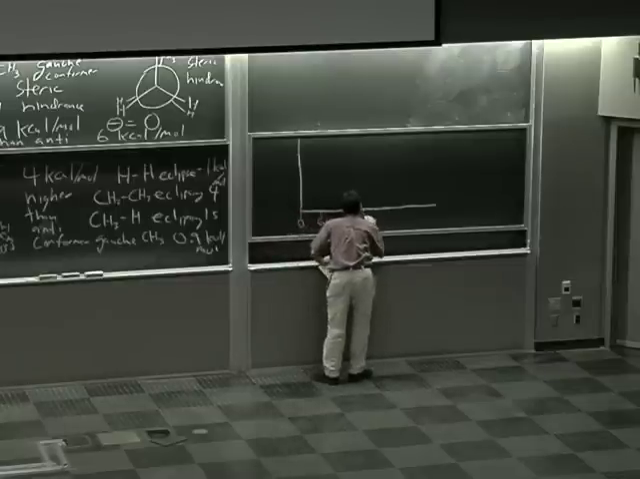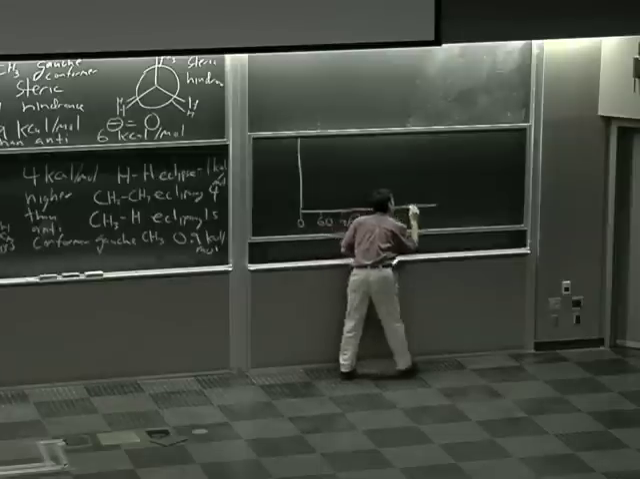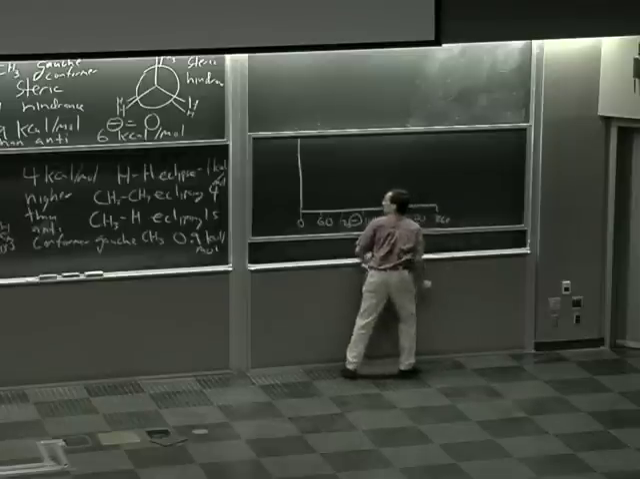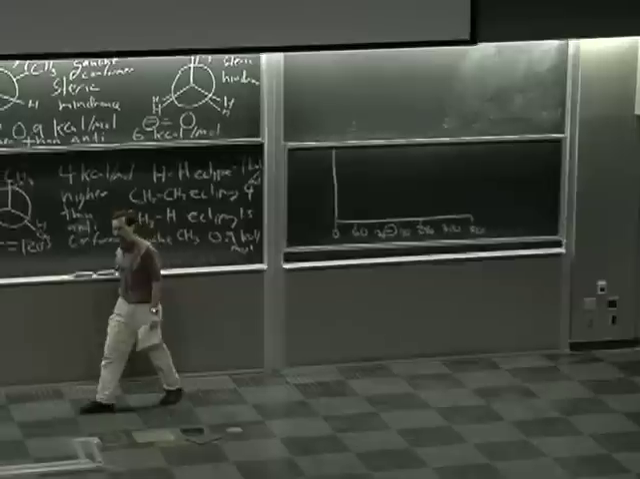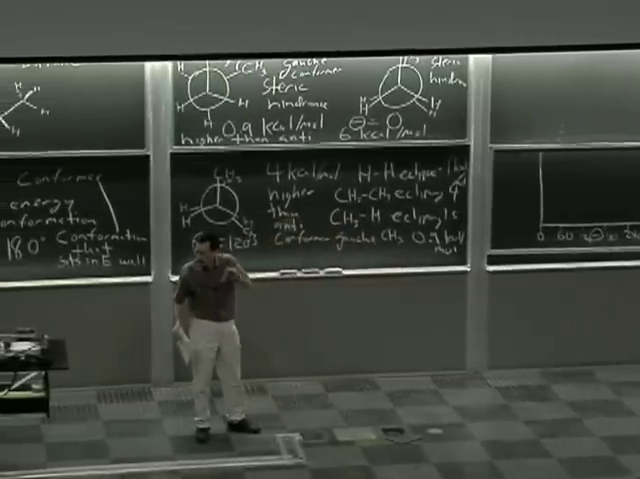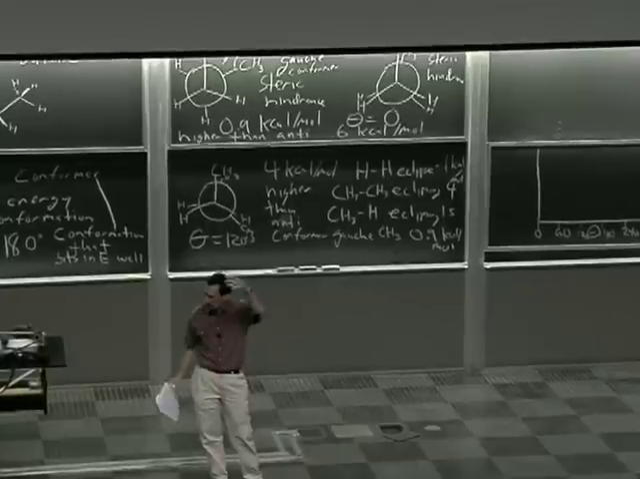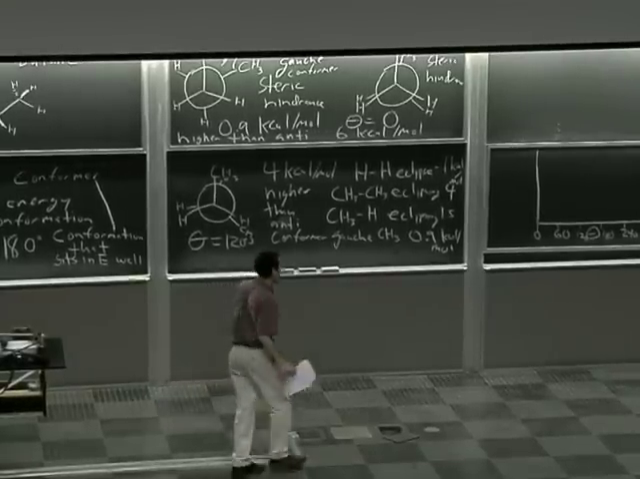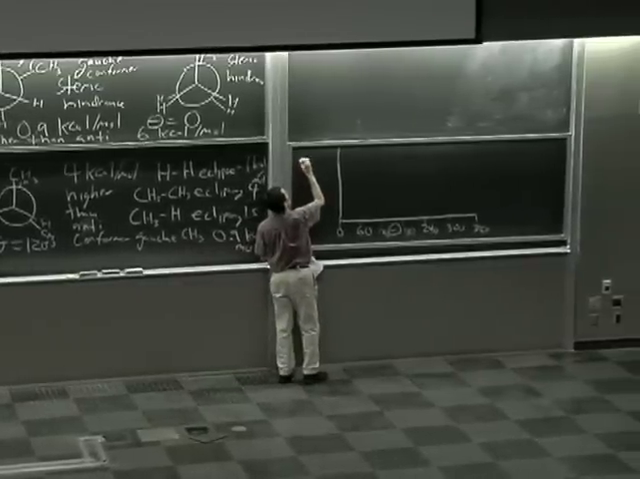120, 180, 240, 300, and 360 degrees. We're going to be drawing a sinusoidal curve here, basically interpolating the energies as we move around from theta equals 0 on the path to theta equals 60 and so forth. So I'm going to give myself some guidelines.